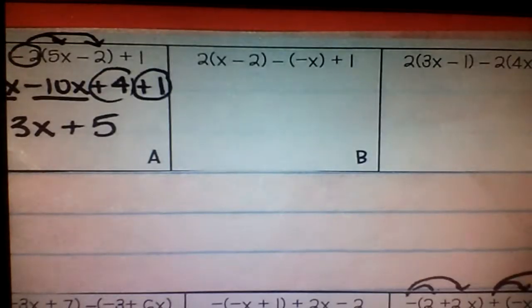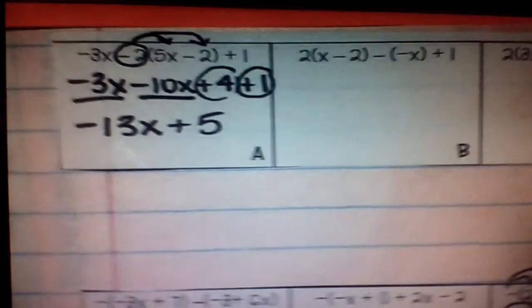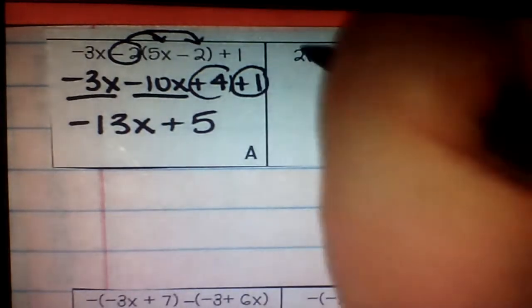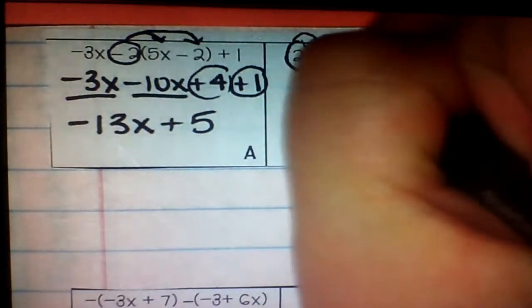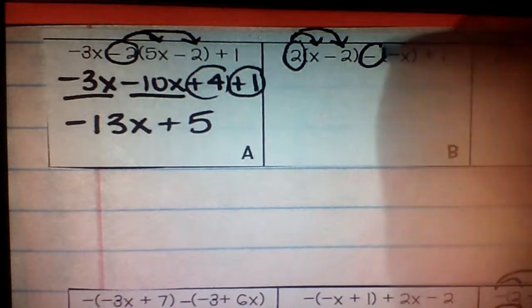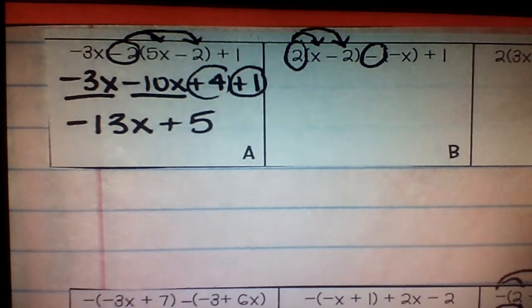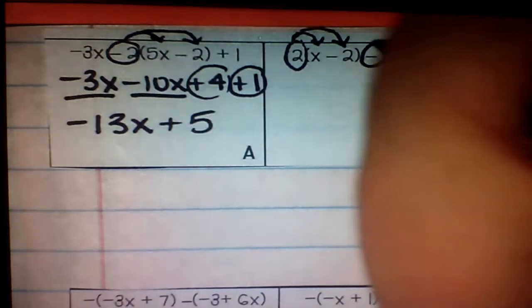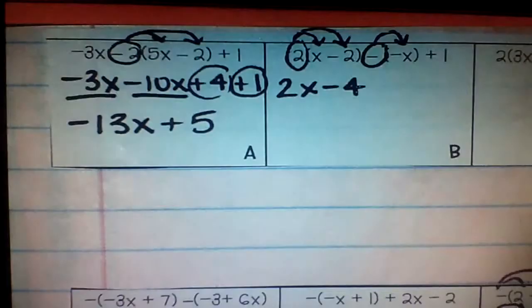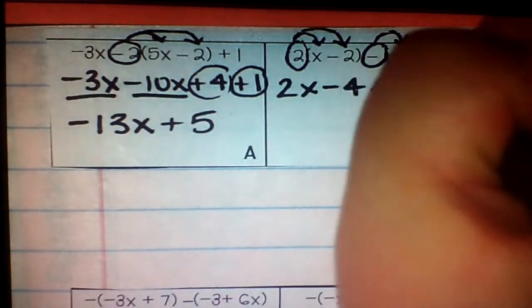Question B. We need to distribute 2 numbers. Be careful. That's one of the mistakes I saw as I was coming around. Most of you understood the fact that the 2 needed to be distributed to both the x and the -2. But I also have this in front of this parenthesis. So a -1 also needs to go and be distributed. So this becomes 2x minus 4 plus x plus 1.